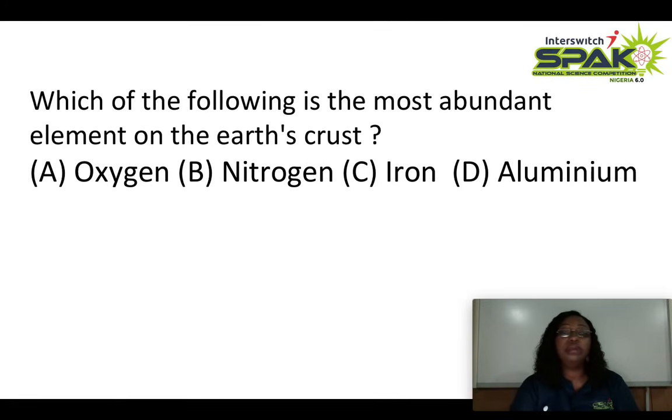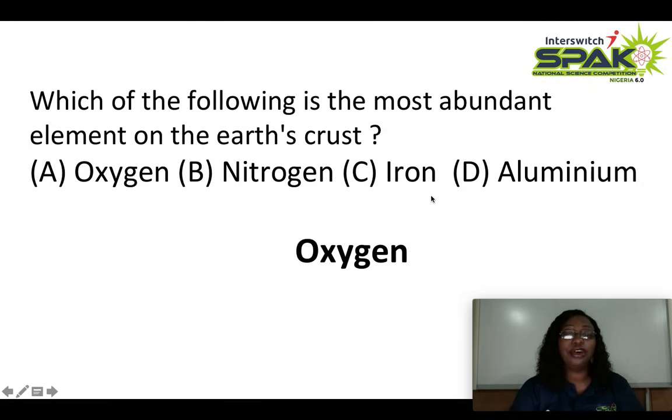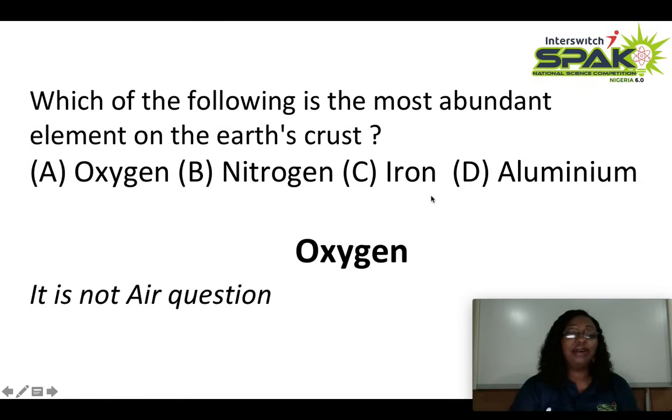Which of the following is the most abundant element on the Earth's crust? Now we have looked at the most abundant metal, which we said is aluminium followed by iron. Now which one is the most abundant element on the Earth's crust? The answer is oxygen. Now this question is not the most abundant element in air. The most abundant element in air is nitrogen, but we are asking for the Earth's crust. So the most abundant element here is oxygen.